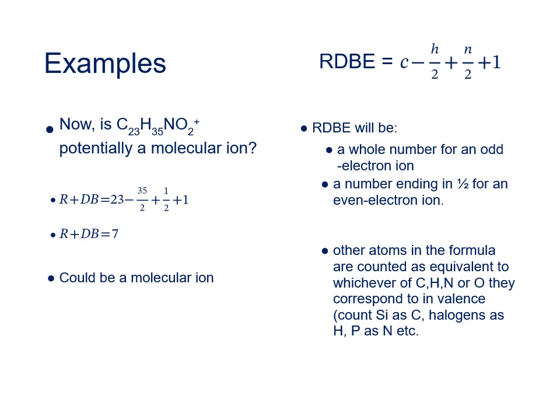Now there are limitations to this RDBE approach, especially when you need to include more elements and elements with valences over 5, but for many small molecules, this approach can be really useful.